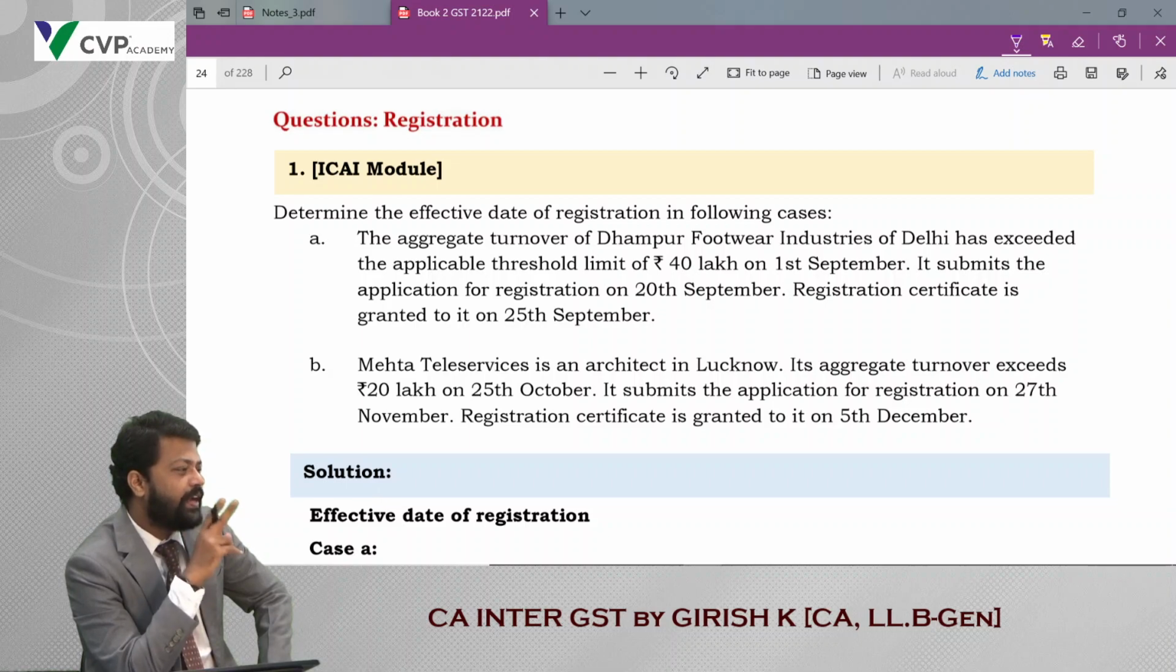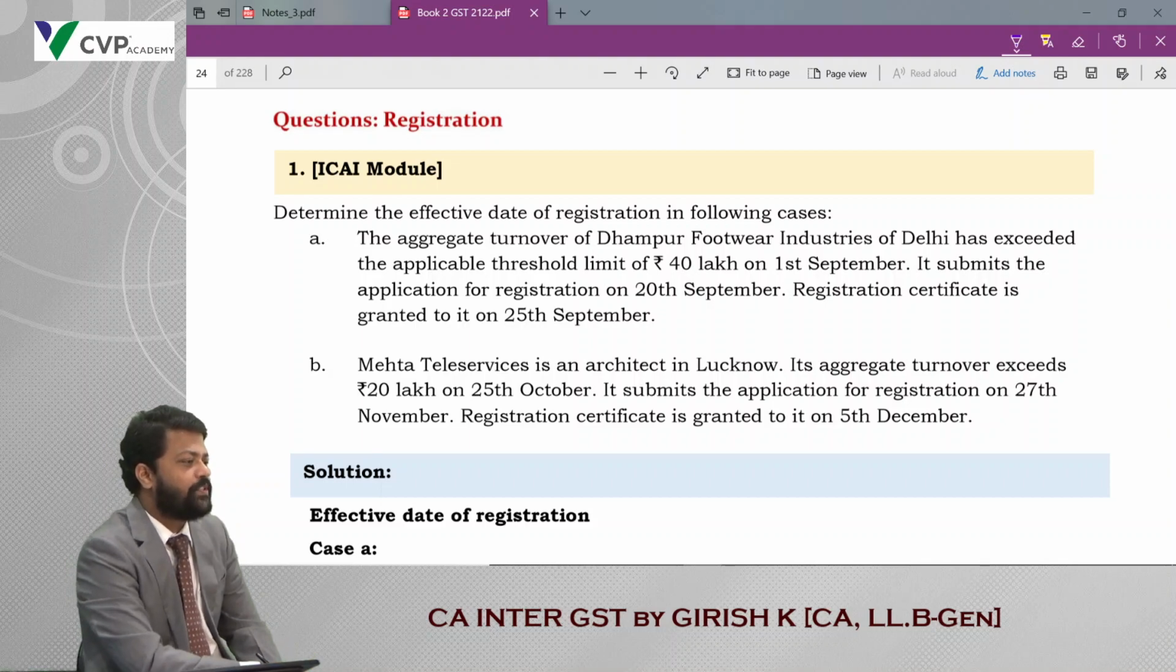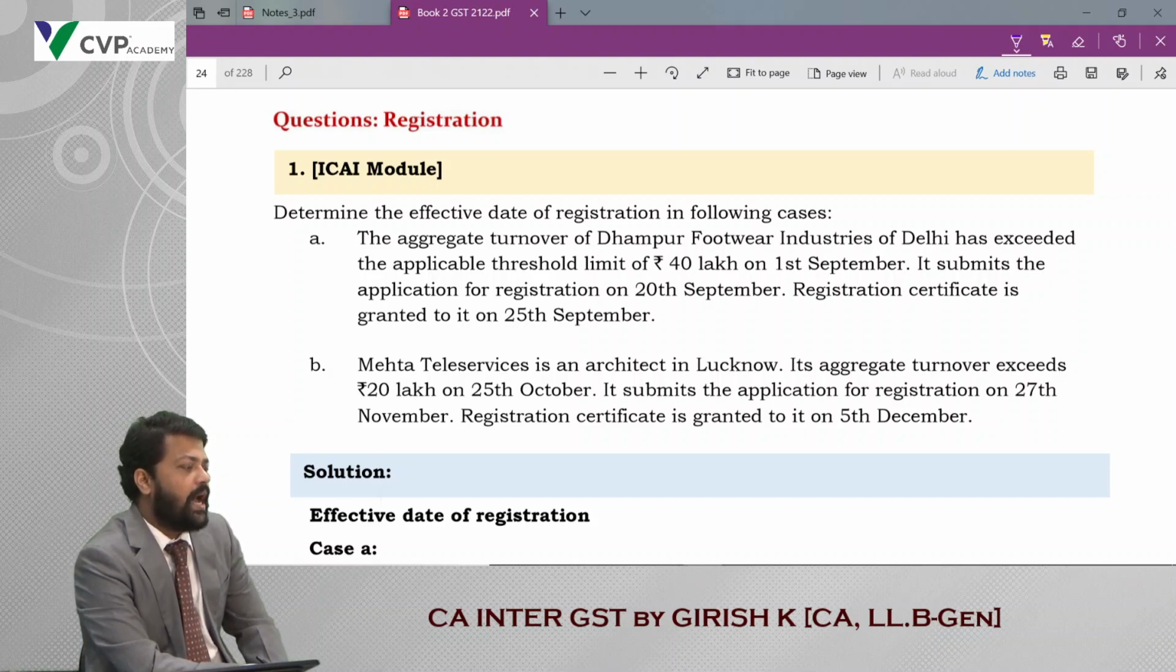So determine the effective date of registration in the following cases: the aggregate turnover of Dhampur Footwear Industries of Delhi has exceeded the applicable threshold limit of rupees 40 lakhs. 40 lakhs means he is exclusively in trading of goods. On 1st September, it submits the application for registration on 20th September. A registration certificate is granted on 25th September.